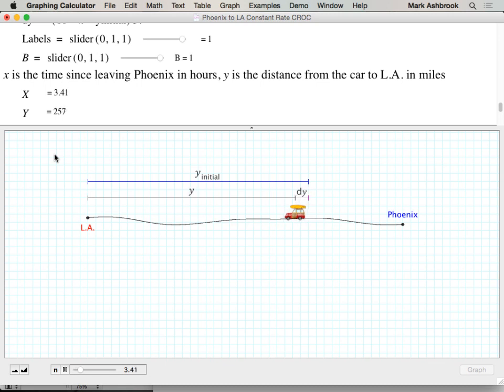So talk about your tables. Why? Some are saying yes. Make your case at your table. Go. Why is y changing at a constant rate with respect to x?